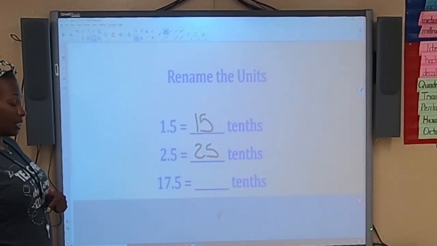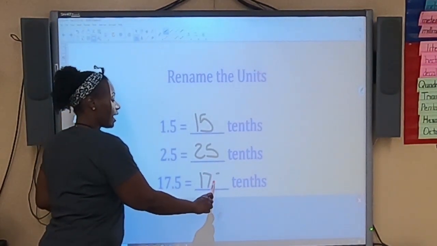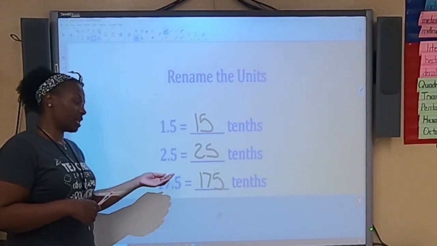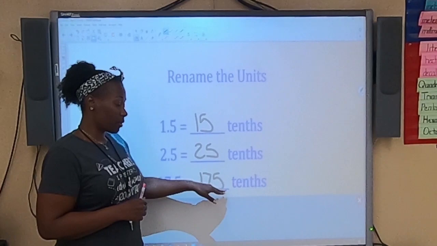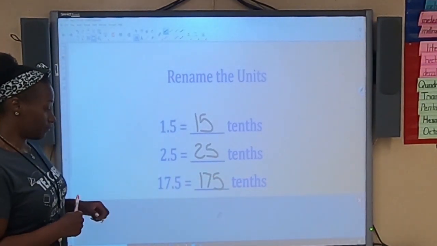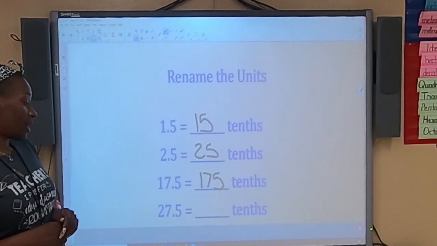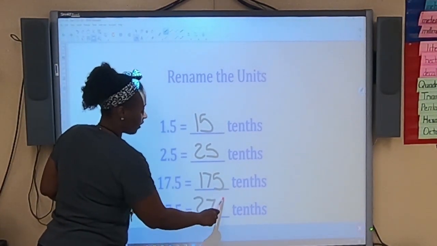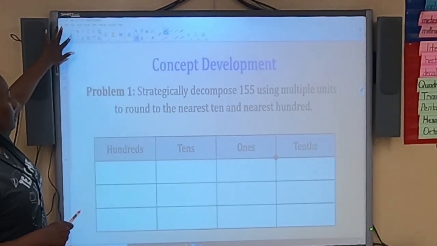17 and 5 tenths equals 175 tenths. Remember when I taught you in the previous lesson to change from standard to unit? We ignored that decimal. We simply wrote the number and gave the last unit. Let's try one more. 27 and 5 tenths would give us 275 tenths. Okay, let's get into this lesson.